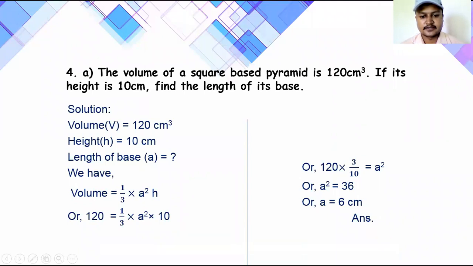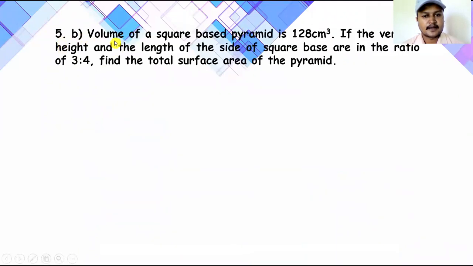I think it is very easy question for you. Question number 5B I included here for you. Volume of square based pyramid is 128 cubic centimeter. If the vertical height and the length of side are in the ratio of 3:4, find the total surface area of the pyramid.